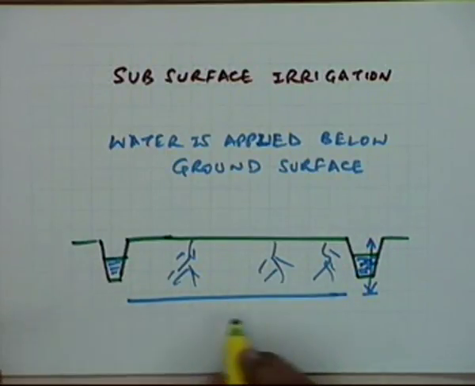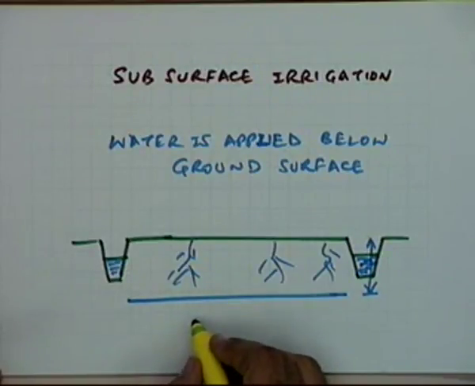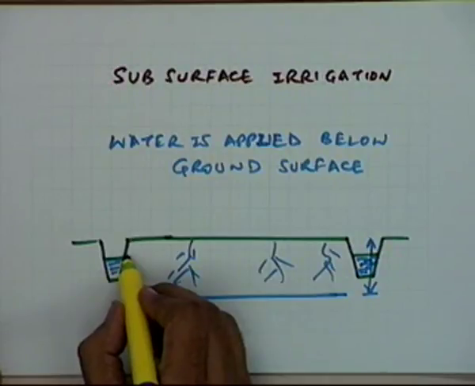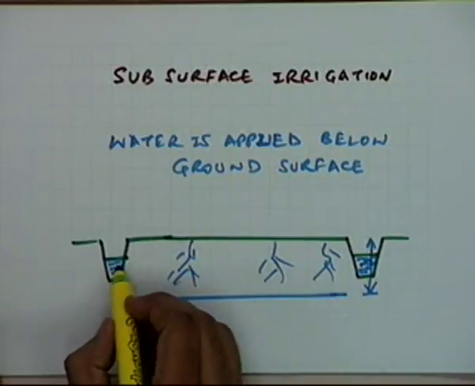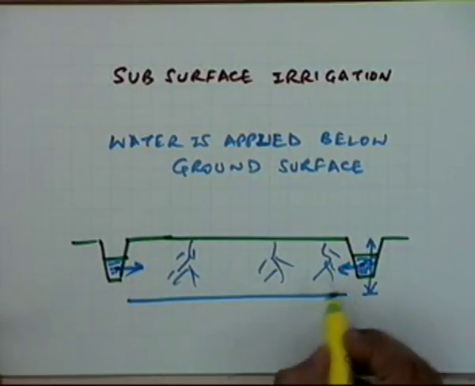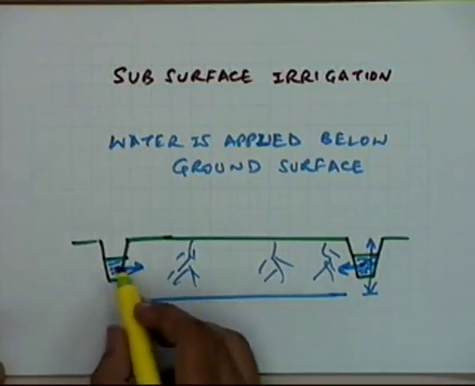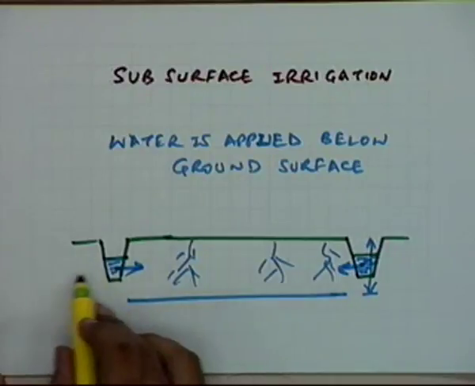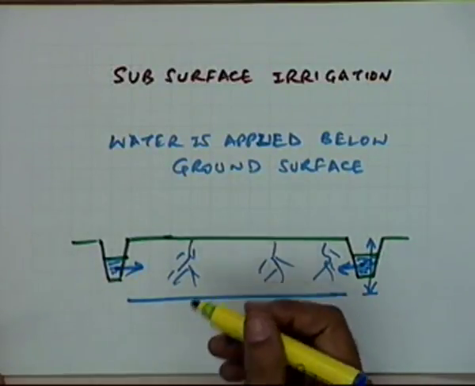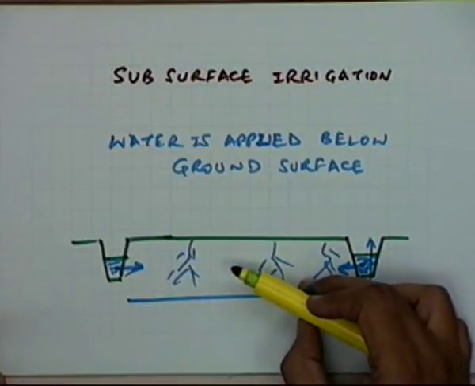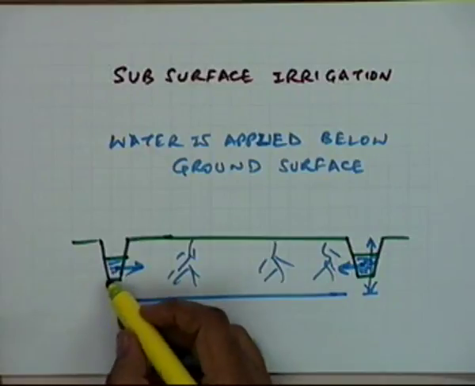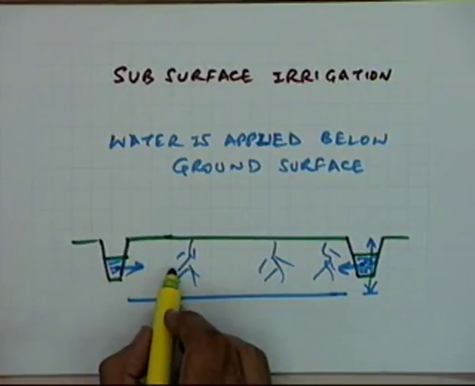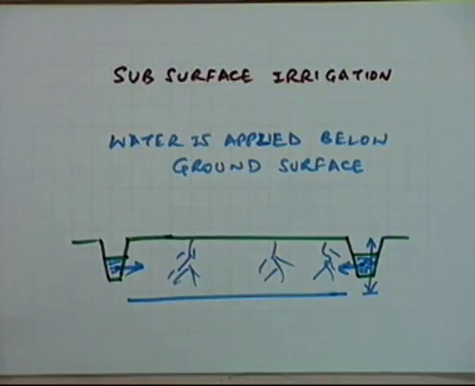And if the groundwater table is somewhere down below, depending on what type of soil you are using, what type of soil is prevailing, there will be some flow from this area into this area. Some water will flow into the zones. Again, how much water will flow will be a function of the wetness of the soil and the relative location of the groundwater table. If the groundwater table is very low, most of the water might go down, some water might go in the lateral direction, as we have seen in the case of furrow irrigation.